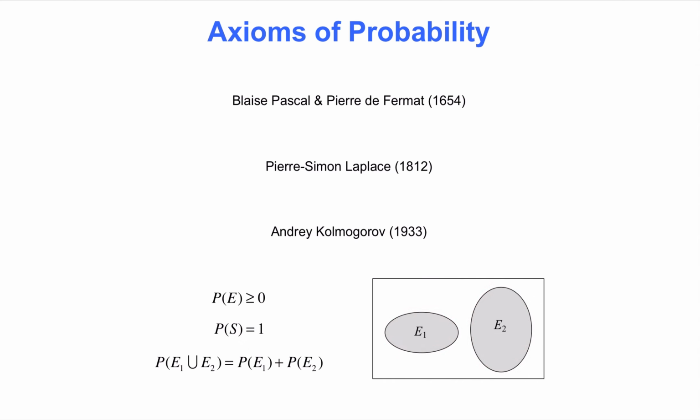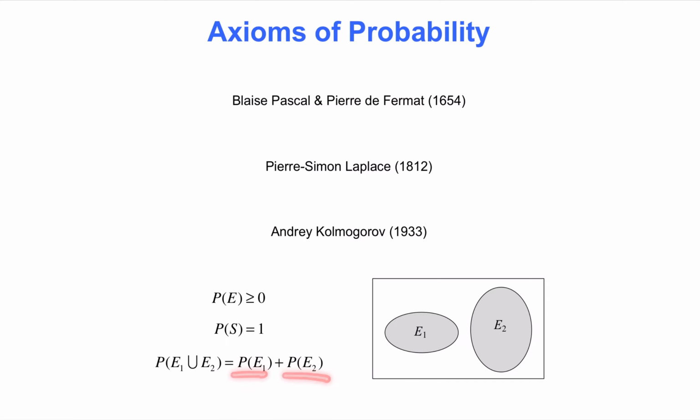The third axiom of probability theory states that we can simply add the probability associated with each of these events in order to determine the probability of the union. For example, for two mutually exclusive events E1 and E2, the probability that E1 or E2 will happen is the sum of the probability that each of them will occur.